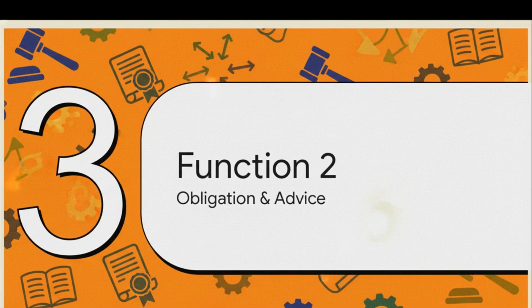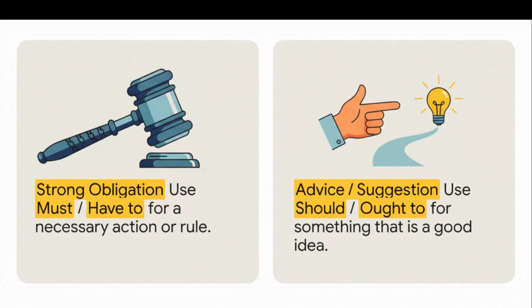Okay, moving on to our second big function, obligation and advice. This is all about rules, things you have to do, and also just giving good advice. And the key word here is really strength. Think of it like a scale. On the super strong end, you've got must and have to.